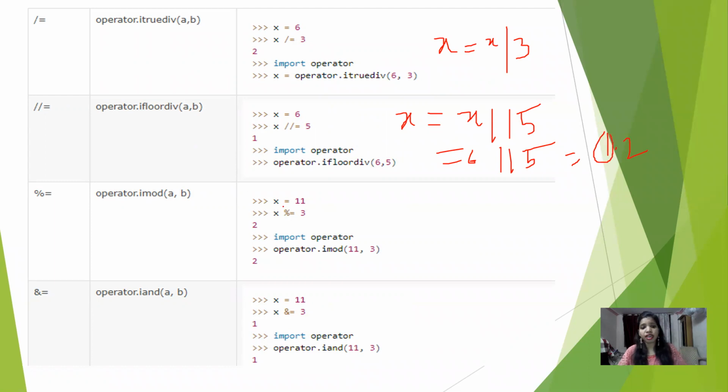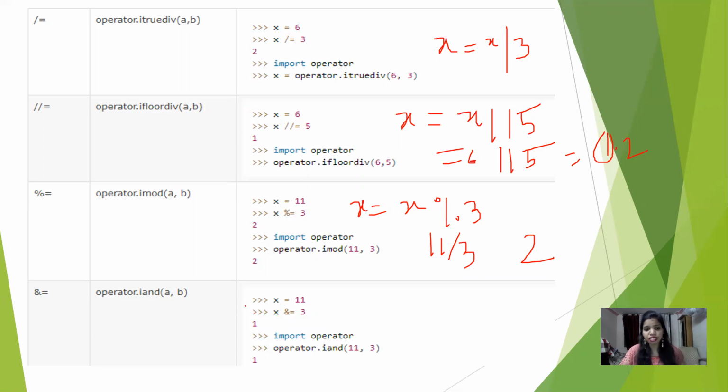Okay. Now x %= 3 means x = x % 3, which means x divided by 3, then whatever the remainder is, that is the answer. So if 11 divided by 3, 3 threes are 9, the remainder will be 2. So the answer is 2. x &= 3 means the AND operation.